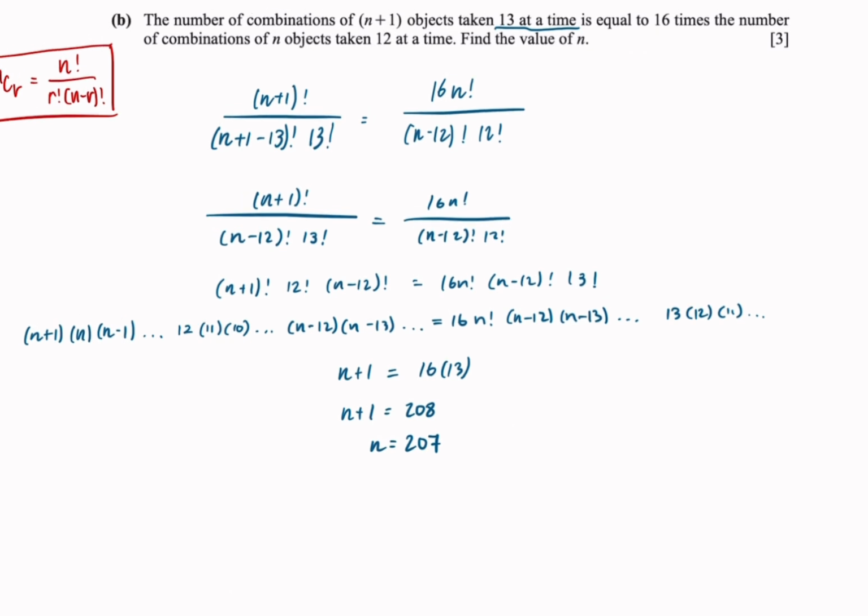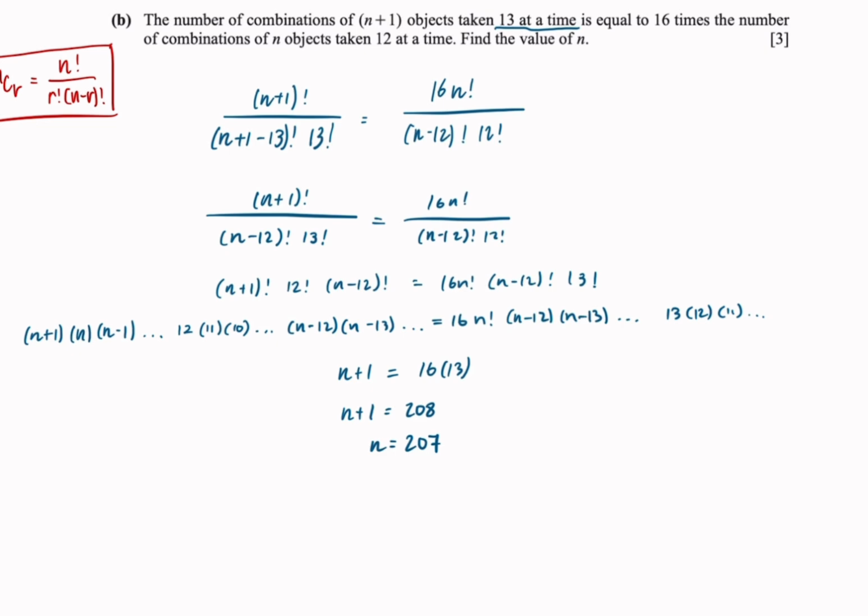Okay, part B. The number of combinations of n plus 1 objects taken 13 at a time is equal to 16 times the number of combinations of n objects taken 12 at a time. Find the value of n.